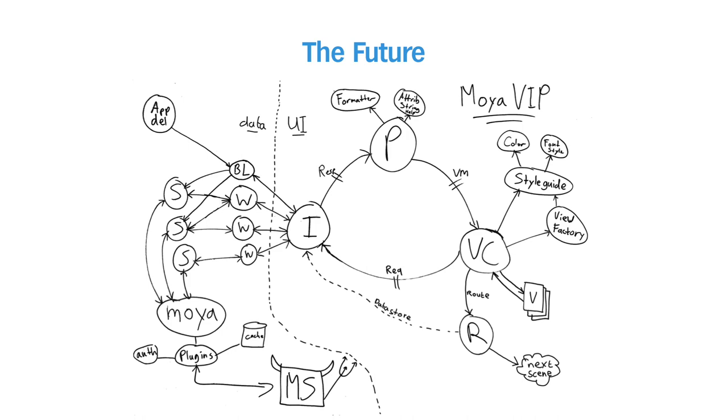Yes, a question. Is the router specific to the view controller or do you have one for? Specific. This set here is called a scene. It pretty much encompasses a page usually, but it could also be like a subview controller, a small component that's managed. And each scene has all these: the view controller, the interactor, the presenter, and the router. So the rest is reusable, the formatter, attributed string helper, the style guide, the views can be reusable, but the router and the VIPR is for each scene specific.